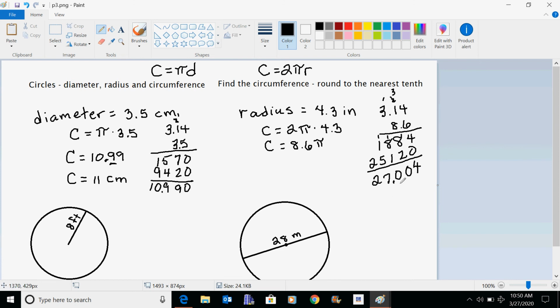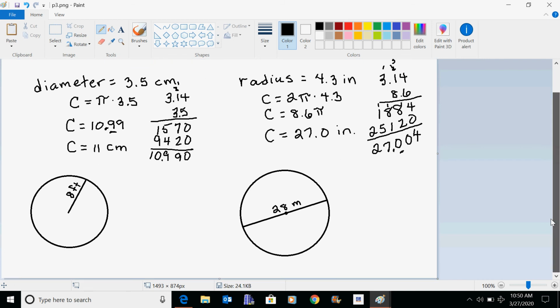So if we're rounding to the tenths place here, this one also, the circumference comes out to be about equal to 27.0 on this one in inches. So you multiply out, you do round. Sometimes you'll get a number in the tenths place, sometimes you won't. Here in the picture form, you have to figure out whether it's a radius or diameter you're given. This one happens to be a radius.